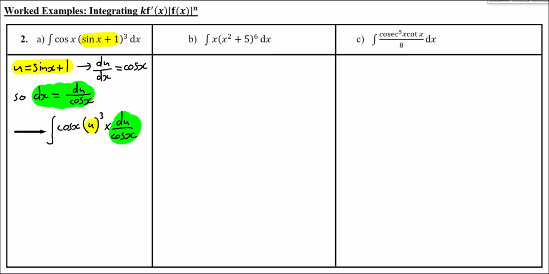Once again, I'm hoping you can see that we're going to get some cancellations. Cosine x and cosine x will cancel. So I'm just going to have the integral of u cubed du. So add 1 to the power, divide by the new power. That gives me a quarter u to the power 4 plus c. Sub in what u actually was, we've got a quarter sine x plus 1 to the power 4 plus c.